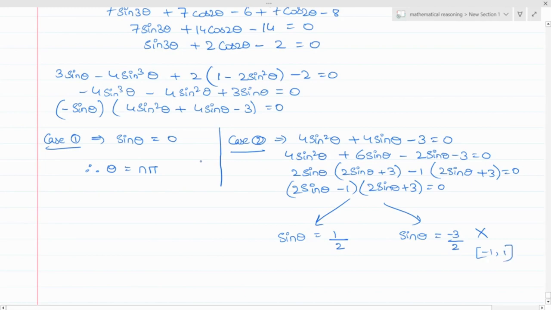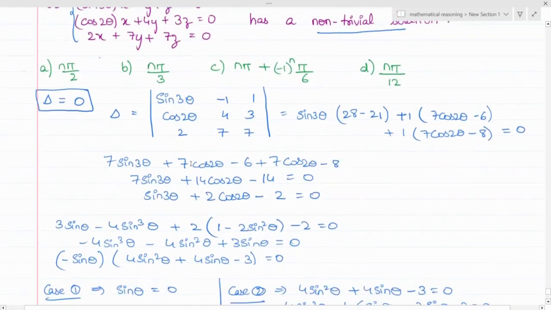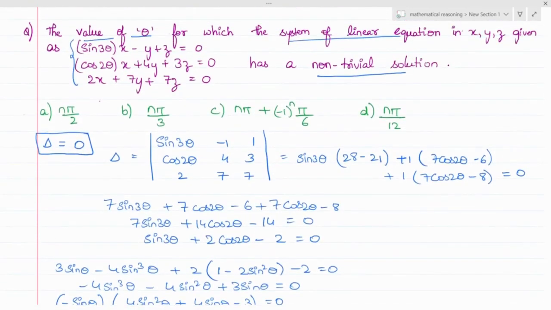So here, if we calculate the general solution of theta, theta is nothing but n pi plus minus 1 whole power n pi by 6. And now, when you talk about the common solutions from these two, you will get the final answer as this only, that is theta equal to n pi plus minus 1 whole power n pi by 6. So if you see the option, third option is the correct answer to this question.